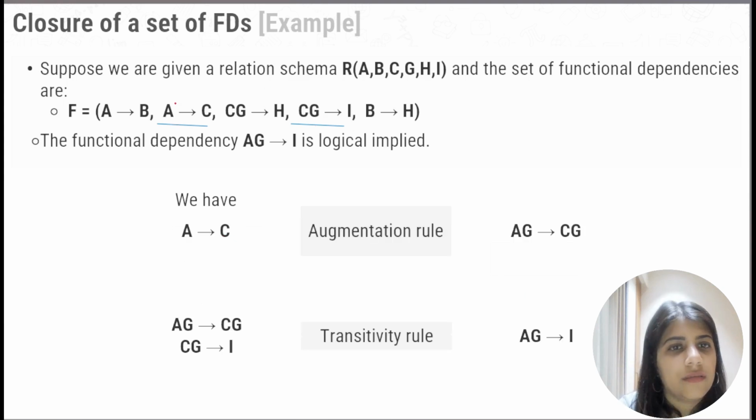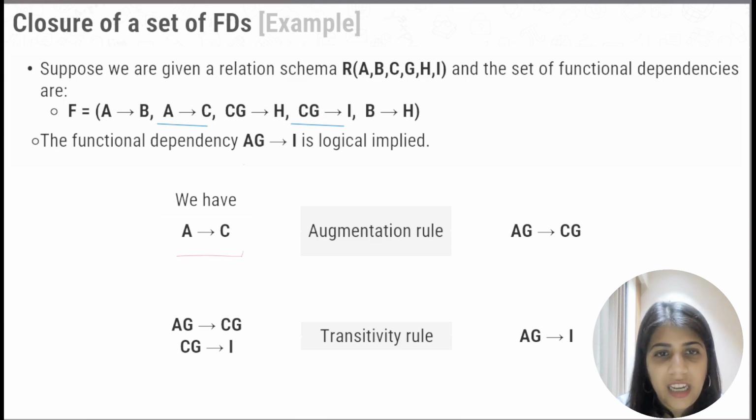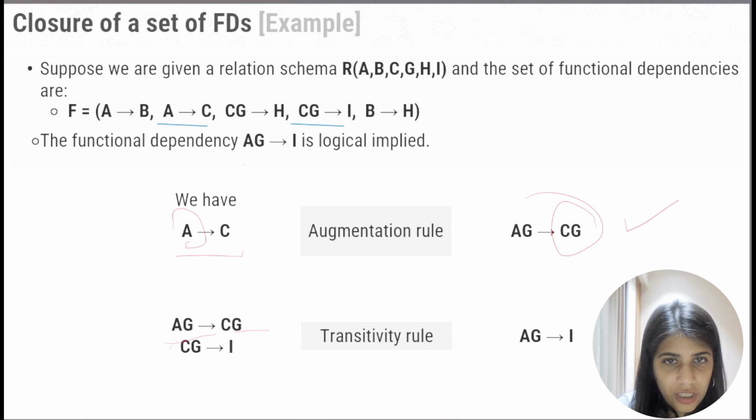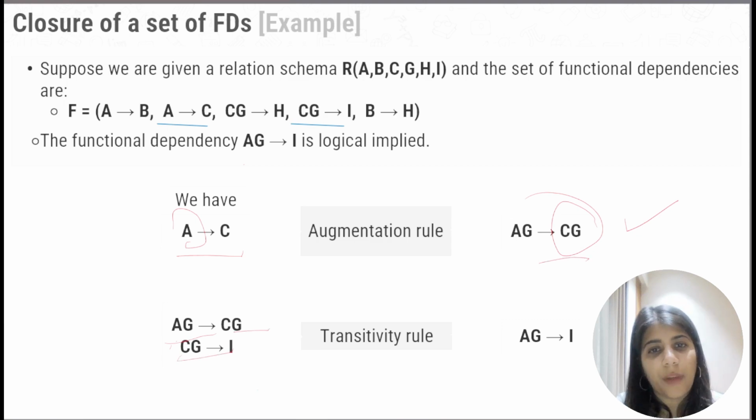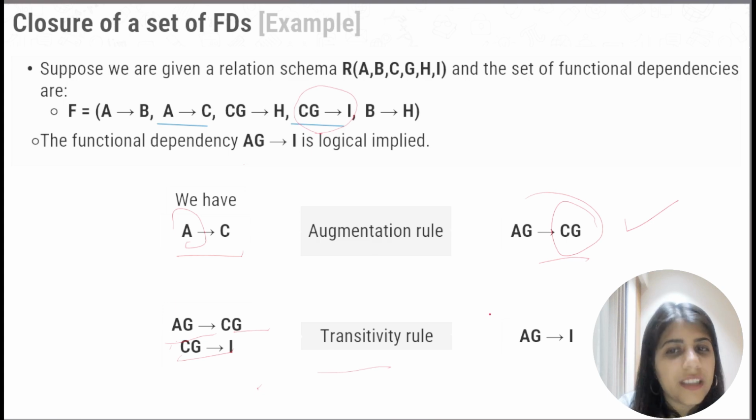Let's see the next one. We have A determines C, so with the augmentation rule we can say AG can determine CG. This is also logically implied. Now AG can determine CG since we have that, and CG can determine I. We have that over here. So over here we can apply the transitivity rule that AG can determine I's value also. So that's the transitivity rule.